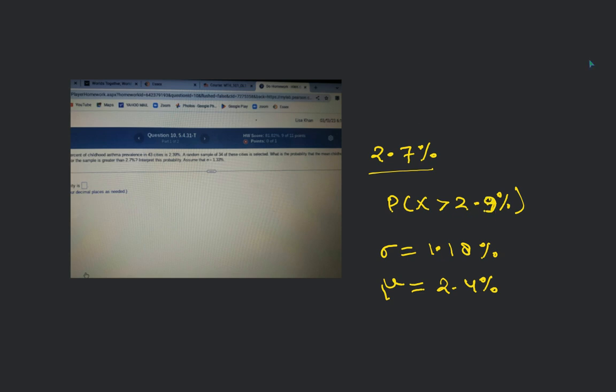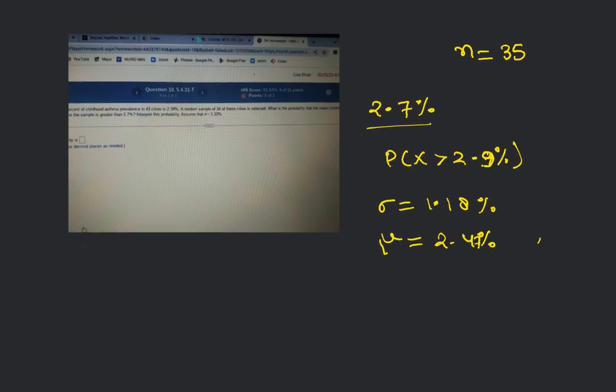What is the total number of samples? The n is equal to 35. The sample is 35. But the mean, it's not 2, it says 2.47. Okay, 2.47. Yes.